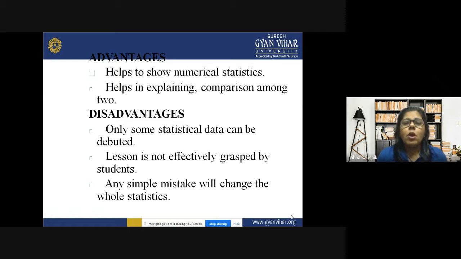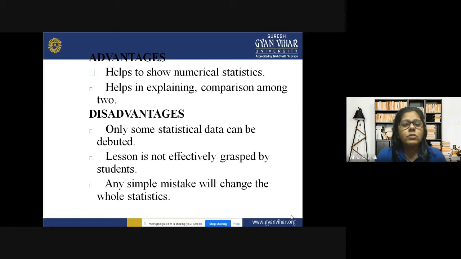We can show, with the help of a graph, the national income of the country, that in 1995 the national income of the country is this, and in 1971 it is that. So we can make a comparison between two years also.